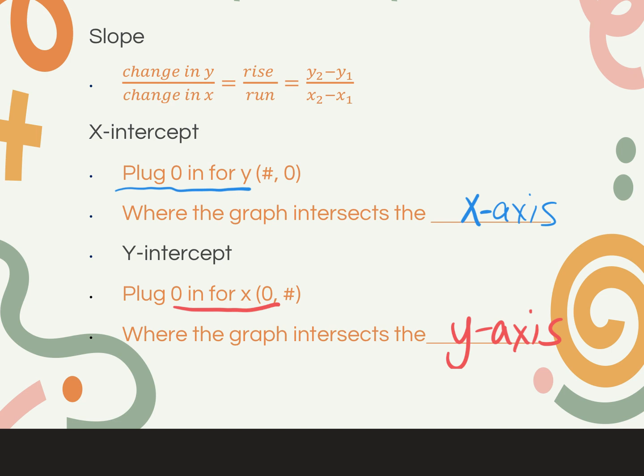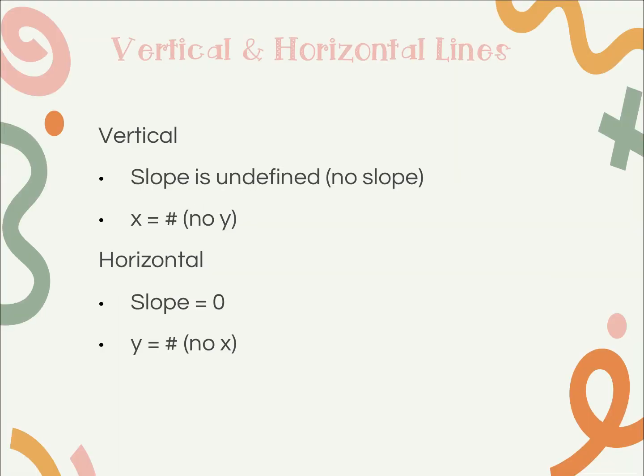You good? All right. For some reason, this is the hardest thing for us to wrap our brain around. Vertical versus horizontal lines. If you have a vertical line, the slope is undefined. There's no slope. If you have a horizontal line, the slope is 0. So let's think about it this way. All right, here's my xy, and here's my xy.